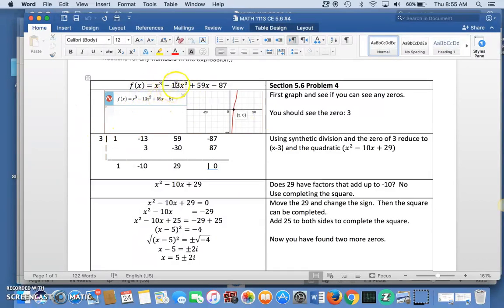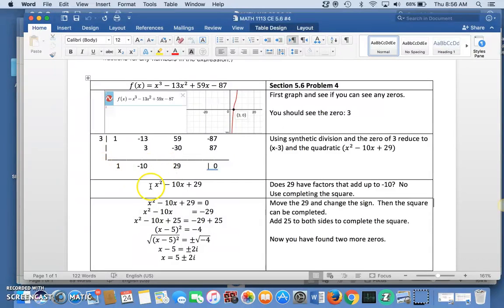Your coefficients are 1, -13, 59, and -87. Bring the 1 down. Multiply 1 times 3. Add -13 and 3 to give you -10. Multiply to get -30. Add to get 29. 3 times 29 is 87. You need to use your calculator. Combine, you get a remainder of 0. You knew you should have gotten a remainder of 0.